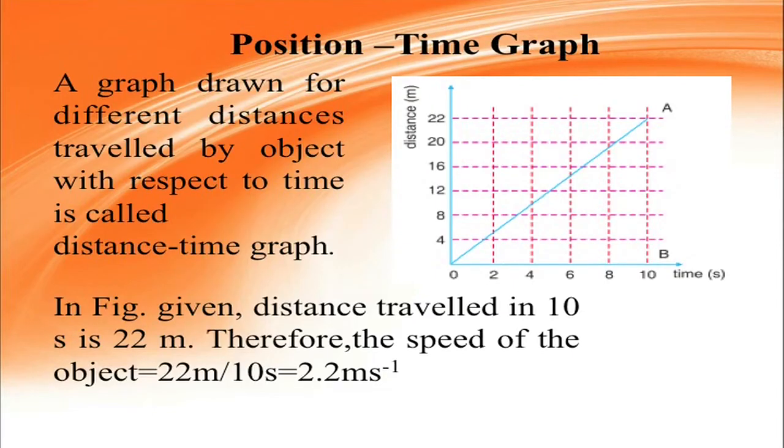Now, you can see the graph drawn for the distance travelled by the object with respect to time. It is called a distance time graph, shown here in the figure. Distance travelled in 10 seconds is 22 meter. Therefore, the speed of the object is equal to distance upon time, 22 upon 10, which is 2.2 meter per second, and the speed is calculated by the slope of the graph.